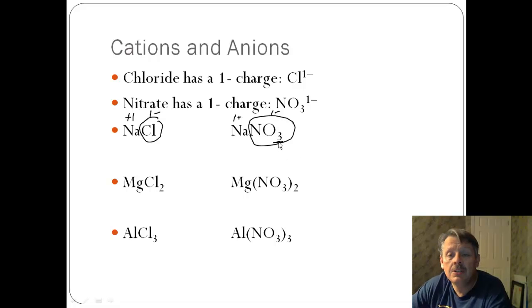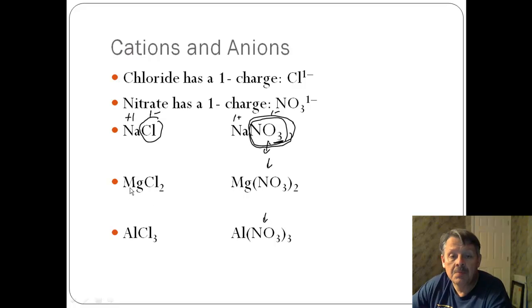Now, you still need the 3 for the NO3, because that's what nitrate is. Nitrate is NO3. It's not NO, it's not NO2 or NO4, it's NO3. That is what nitrate is. So you'll notice we have nitrate in each one of these compounds that we're looking at.